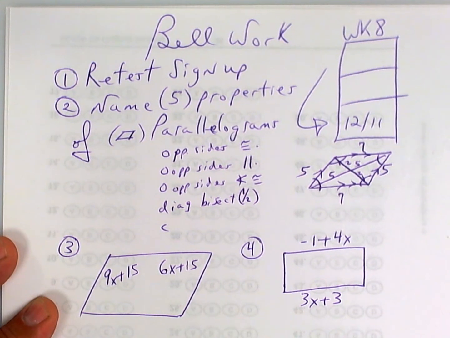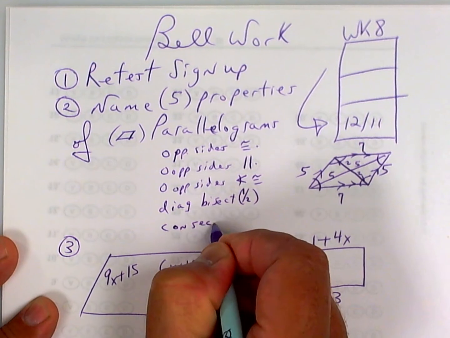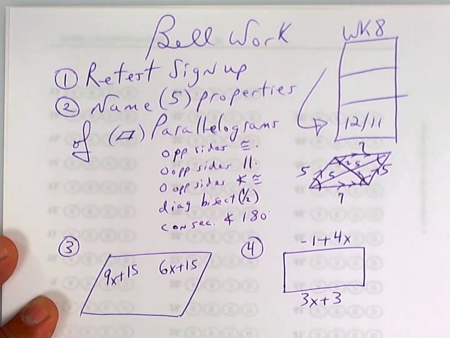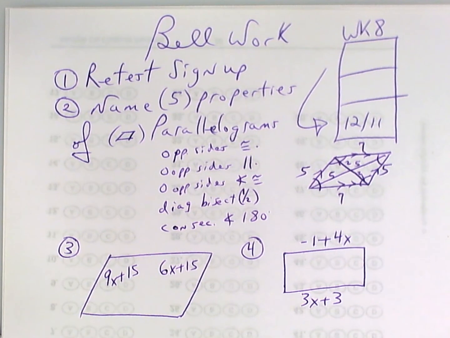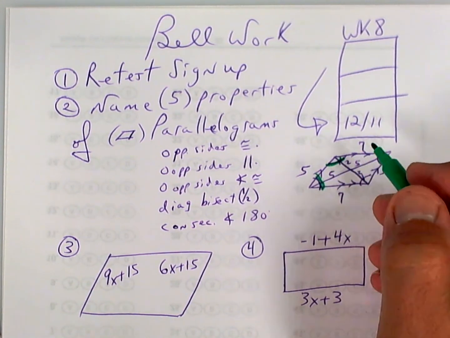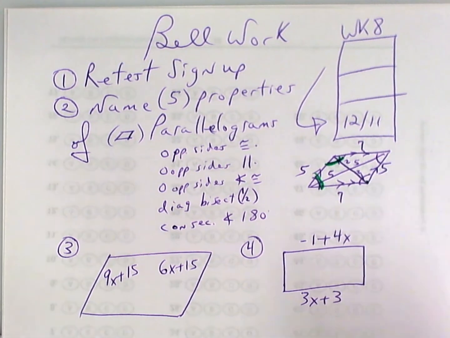Also, consecutive angles are supplementary. So consecutive angles are supplementary. They add up to 180. So this angle here, and I'll use a green marker, plus this angle adds up to 180. Or this one and this one adds up to 180. Consecutive angles are supplementary.